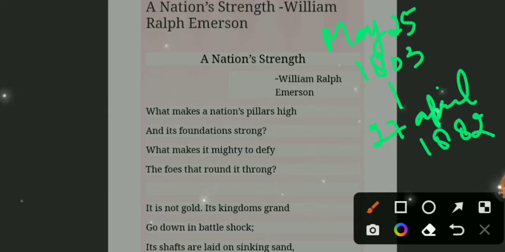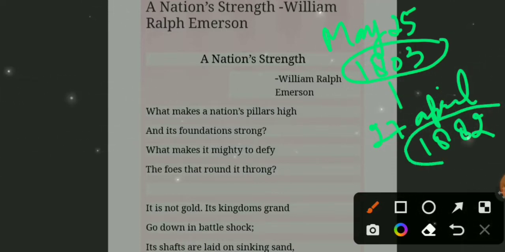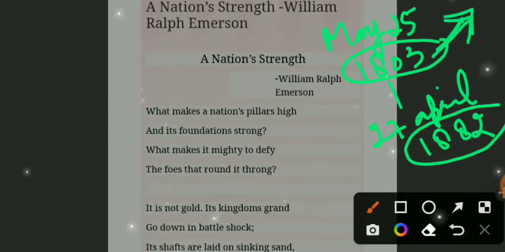Now, I have a question for all of you. Now you know that he was born in 1803 and he died in 1882. Can you tell me which century he belonged to? Is it an 18th century poet or essayist, or a 19th century poet or essayist? So this will be a home task for all of you.